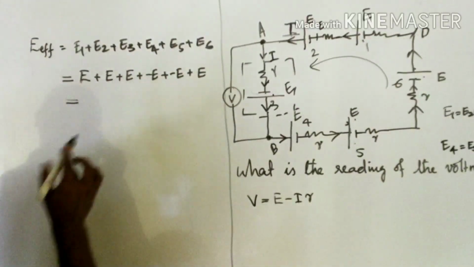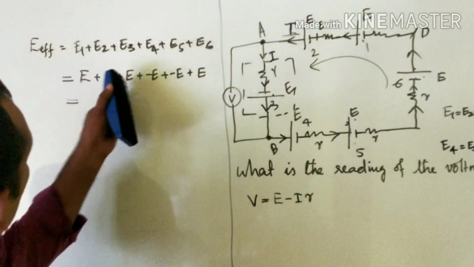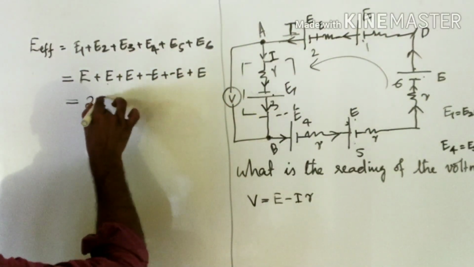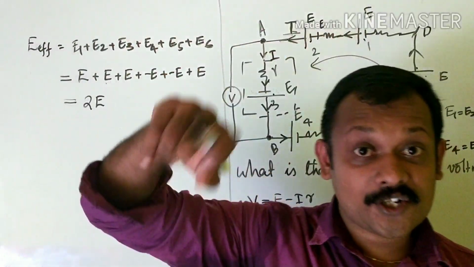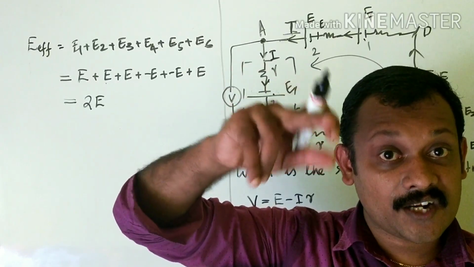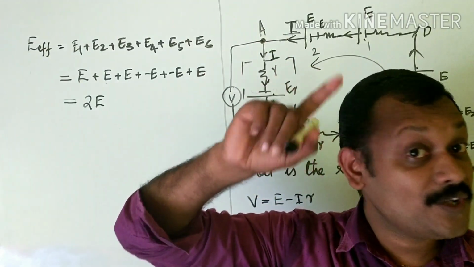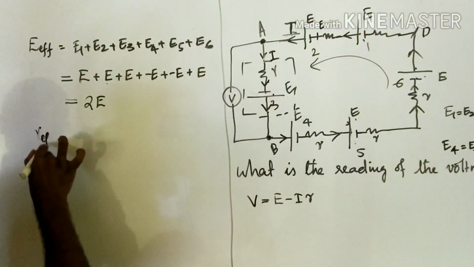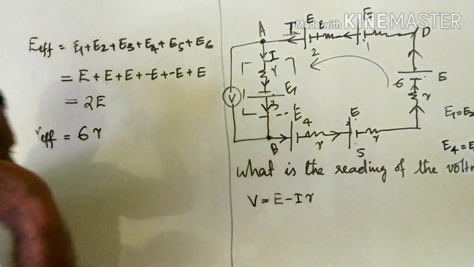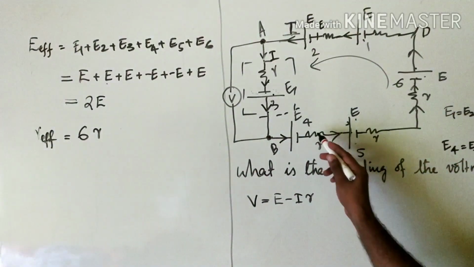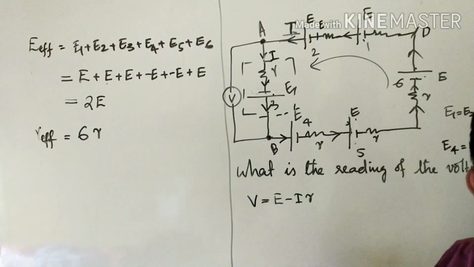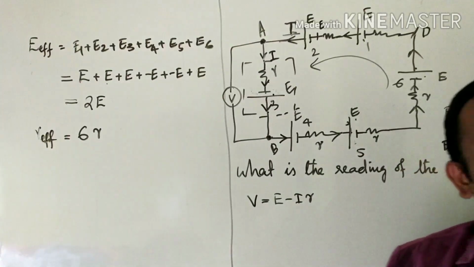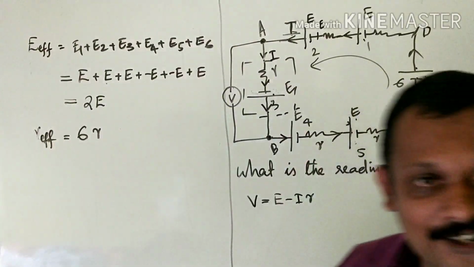So, what is the answer? That is equal to, yes, 1, 2, 3. E plus E plus E, 3E minus E, 2E minus E, E plus E, 2E. There are altogether 6 cells. When 2 cells are connected in the reverse order, the answer is 6 minus 2 into 2, that is 2E. Now, effective resistance R effective is equal to 6R. You may be asking the question, sir, why don't you consider negative for this? Resistance has no polarity. Cell has a positive terminal, negative terminal. Resistance has no positive terminal, no negative terminal. So R effective is equal to 6R.